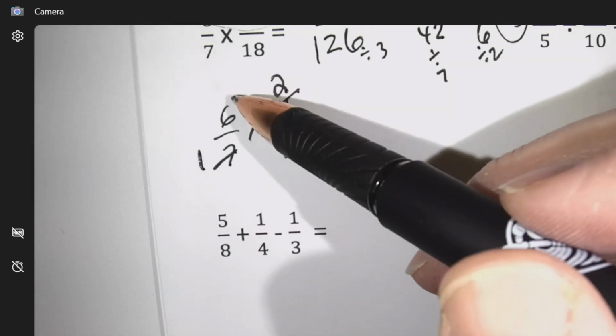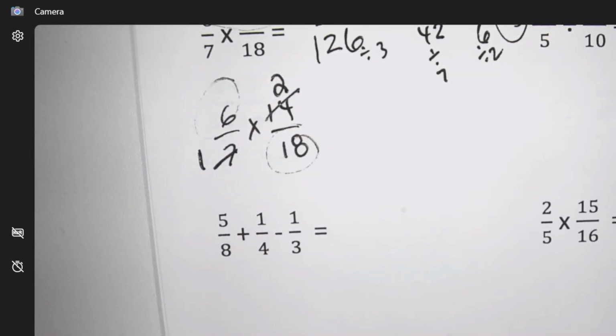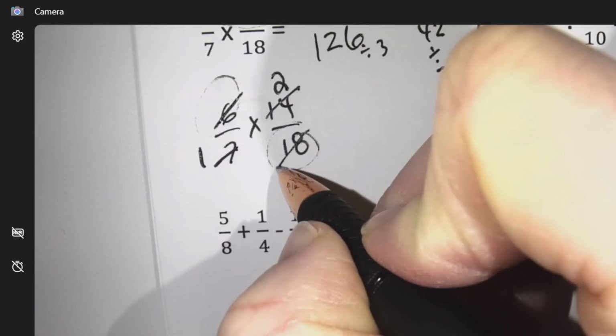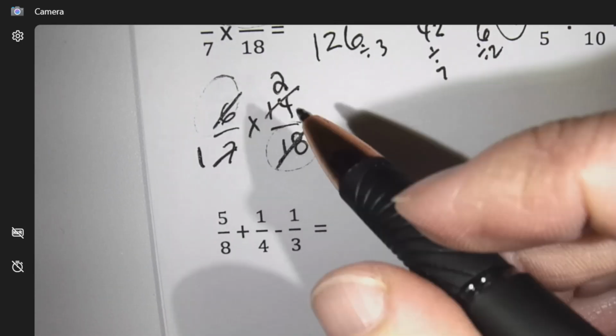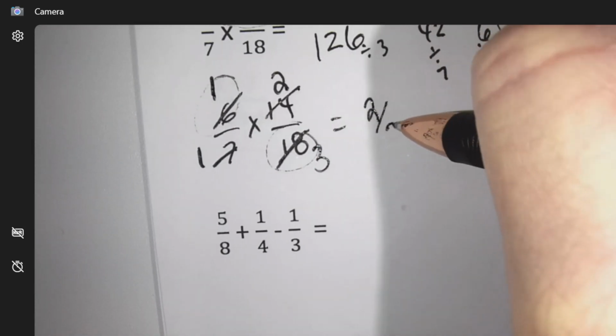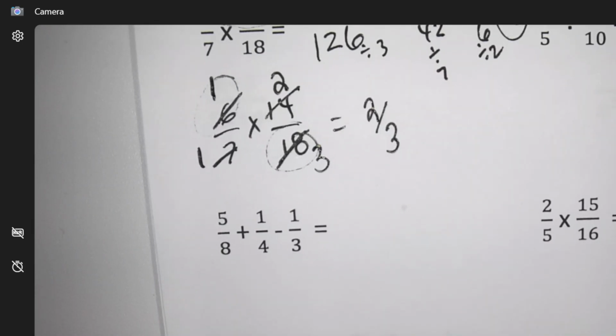Now, I can also do something similar with the 6 and the 18, top and a bottom. So I could divide by 6. So if I did 6 divided by 6, that's a 1, and that's a 3, making a 2/3. Okay?